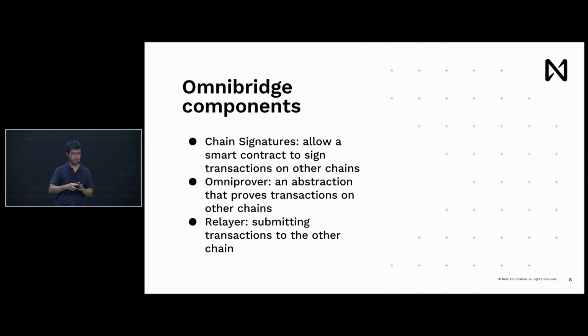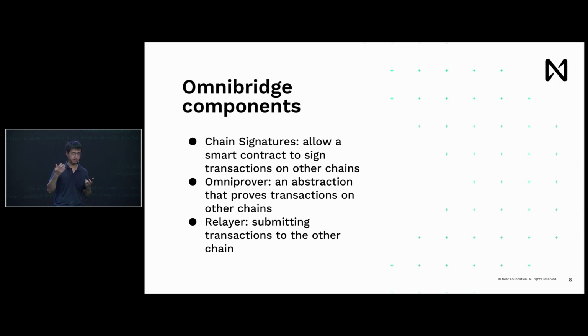And in the other direction, we create an abstraction called Omniprover. It is an abstraction that can prove transactions on other chains on Near, so that smart contracts on Near can be convinced of transactions that happen on other chains. Now, obviously, there are many different ways you can do this, so that's why it is an abstraction. Depending on the chain that we interact with, the actual prover is different. So this is kind of like a router.